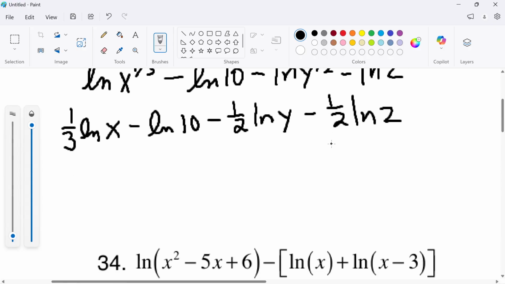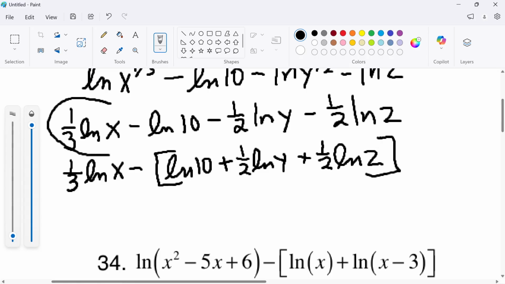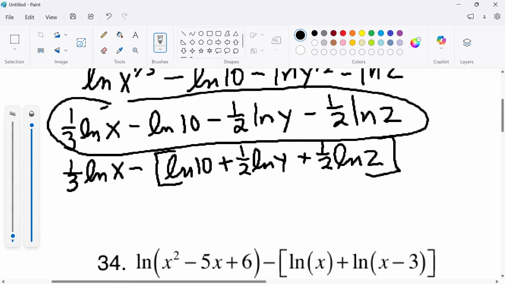And sometimes I can just put this negative out in front of the whole thing. I could put minus, and then I can put log of 10 plus 1/2 log of y, because these are all on the bottom and they're multiplied by each other, plus 1/2 log of z. But really expanding, this is all expanded.